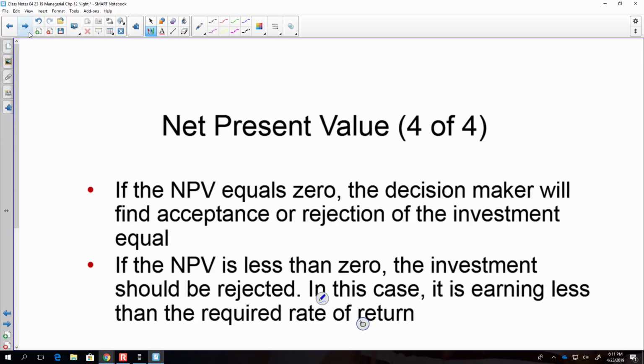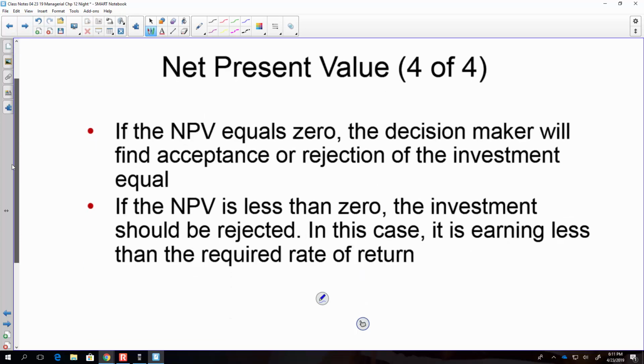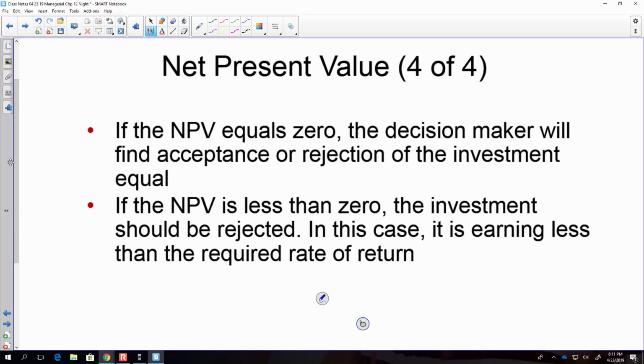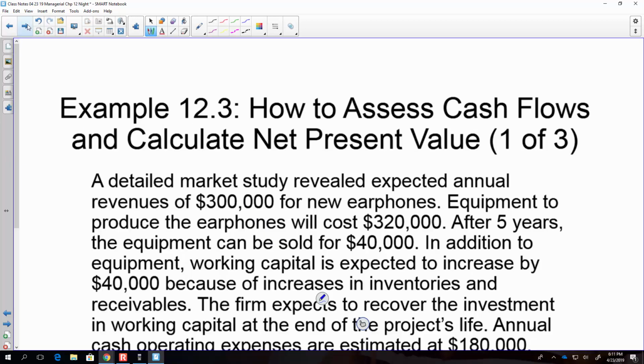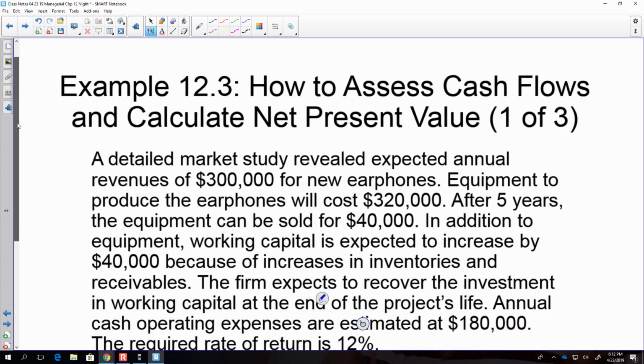And it just shows here, if the net present value is 0, we can either accept it or reject it. And then obviously, if it's below 0, we would reject that project. So please know that. If it's below 0, we're going to reject that project. It's earning less than the company's desired rate of return. Example 3 is our example for this. This is on page 653 also.